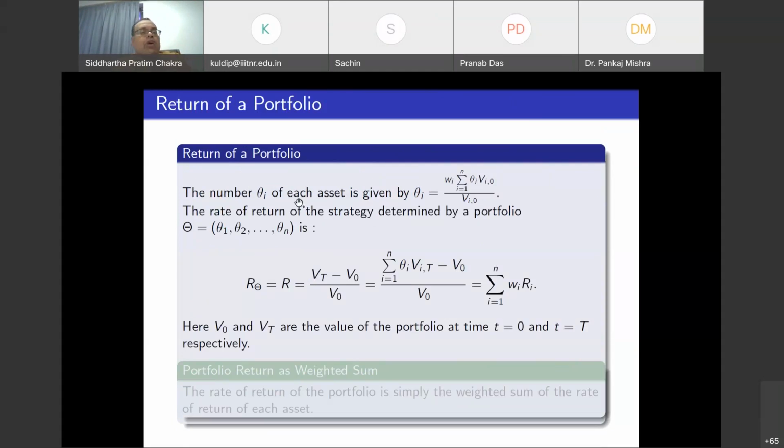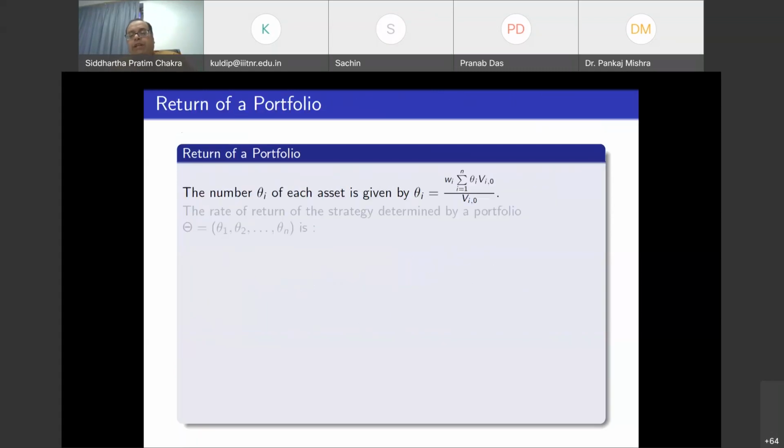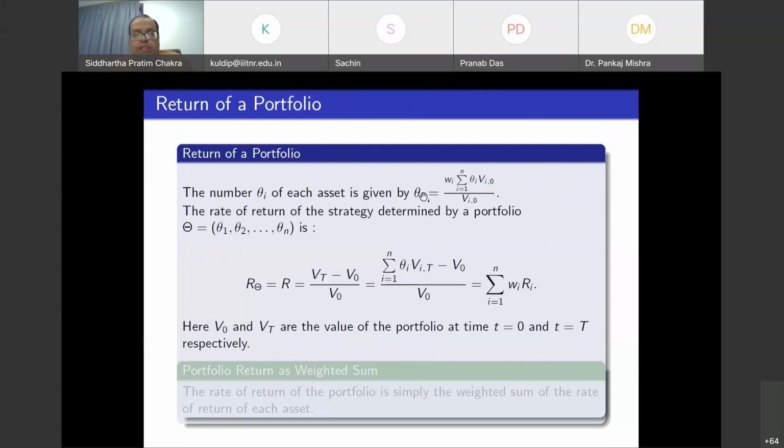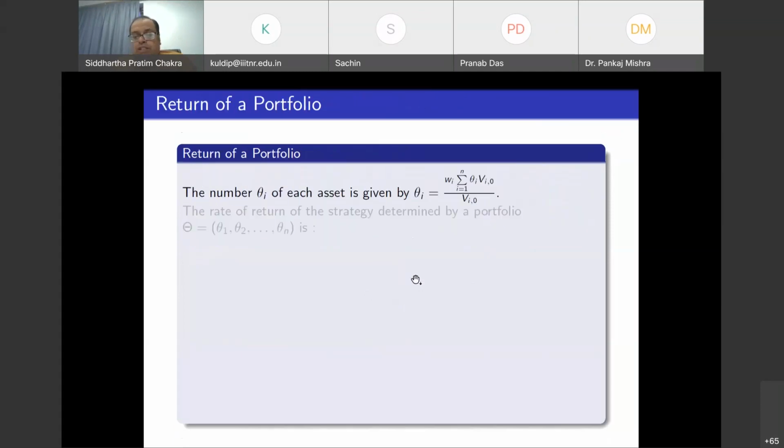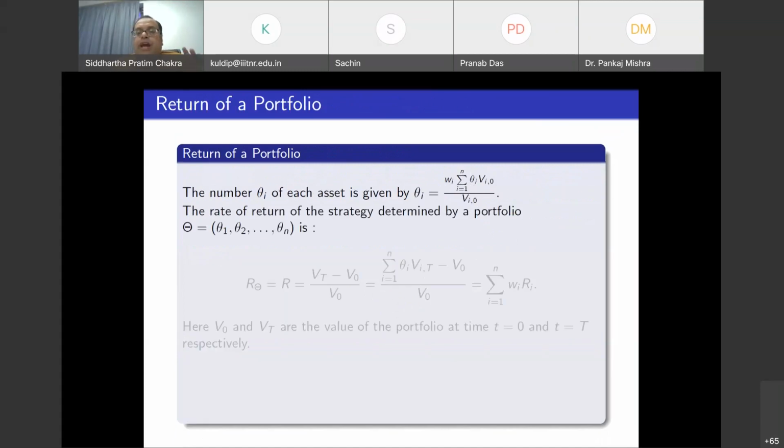Suppose that, so what is the number of units of each asset? Remember the following: the number of units of each asset is given by theta i. Here I have put Ni, so actually I should have put Ni here, so please view this theta i as Ni. What is going to be your Ni, or equivalently theta i? This is going to be Wi into the summation divided by Vi0, which is what I have written here. Theta i is equal to Wi into the summation over Vi0. So that is the number of units of each of the assets.